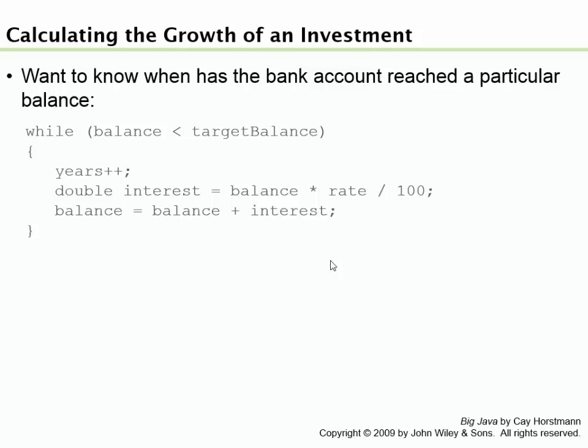And then we calculate the interest: take the balance, multiply it times the rate, which is shown as a percentage, and then you divide that by 100 to get the actual multiplier. And then take that interest and add it back into the balance. And you keep looping that way until you finally reach the target balance you're looking for.